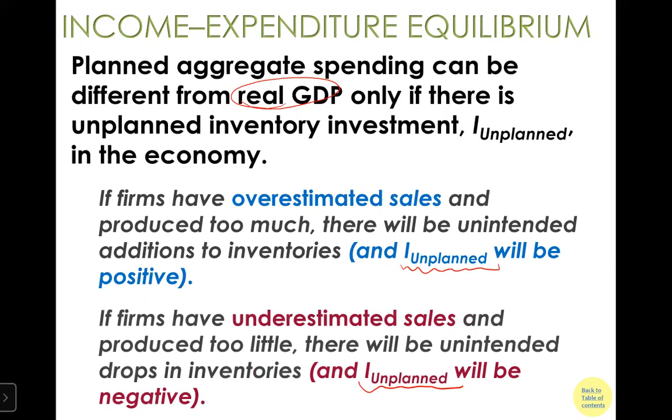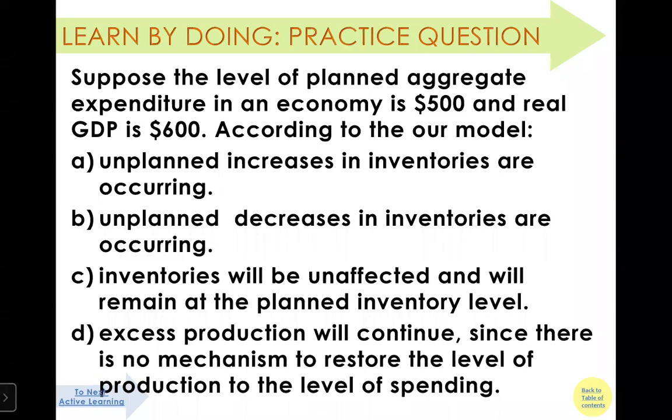Okay, so in this case, your real GDP is less than planned aggregate expenditure. You can't satisfy the need. And in here, real GDP exceeds planned aggregate expenditure. Okay, you cannot get rid of your stock. Right? Okay, now let's look at a practice question to consolidate what we just discussed.